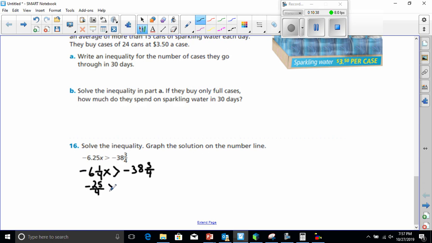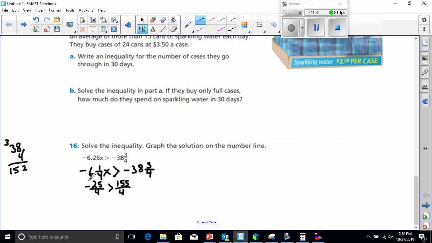It's going to be less than, well, this once again has to get turned into an improper fraction. 4 times 38 is 152, plus 3. So that's going to be 155 over 4.